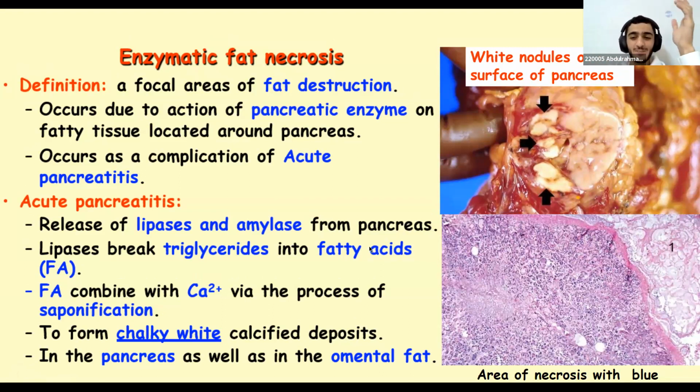So yeah. Anyways, if you get this question, what happens inside the pancreas is going to be liquefactive, and what happens outside the pancreas is going to be coagulative necrosis. All right?